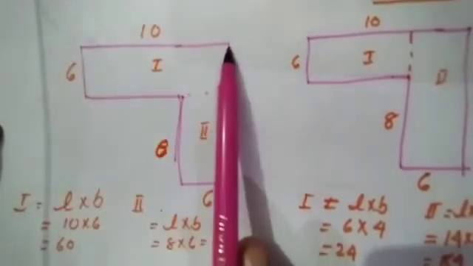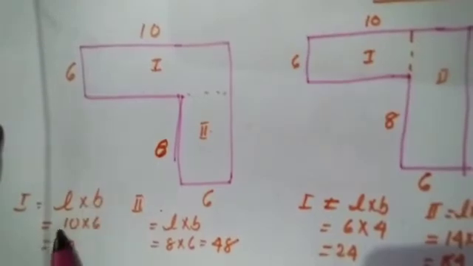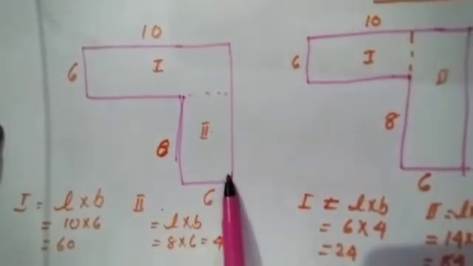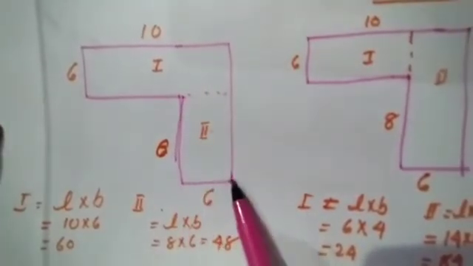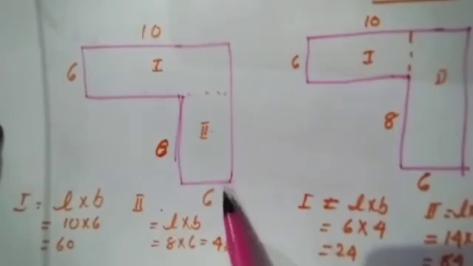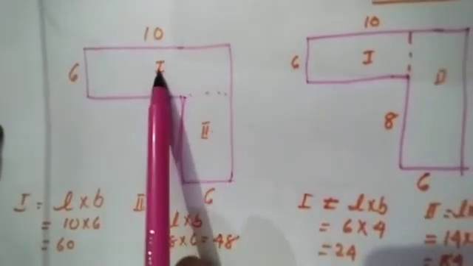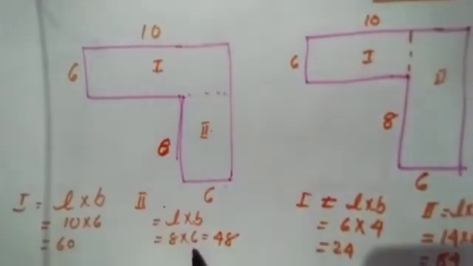Then this length is 6 and this one is 10. Then the area of the first part is length into breadth, that is 10 into 6, 60. Then the area of this part: this length is 8 and this breadth is 6, 8 into 6, 48. Then the area of this composite figure equals the area of the first one plus the second one, that is 60 plus 48, 108.